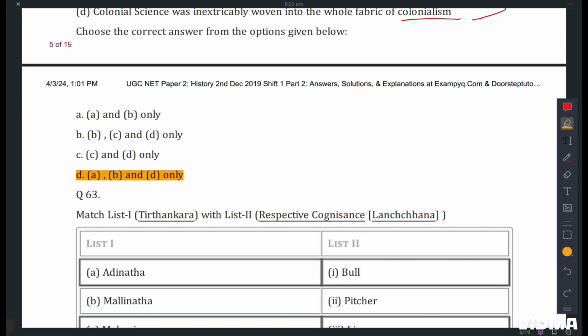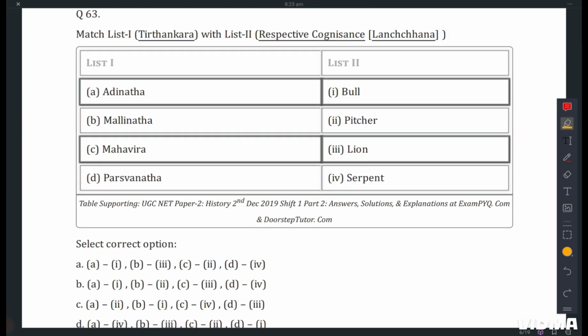राइट. Question number 63. Match list 1 तीर्थंकार with list 2 respective cognizance. उनके जो सिम्बॉल्स थे, आदिनाथ, मलिनाथ, महावीरा, पार्श्वनाथ. बुल, पिचर, लायन, सर्पेंट. पिचर यानी कि जो मटका होता है पानी का. ओके. सो द करेक्ट आंसर इज ऑप्शन बी. चलिए, आदिनाथ, बुल, मलिनाथ, पिचर, महावीरा, लायन एंड पार्श्वनाथ, सर्पेंट. ठीक है.